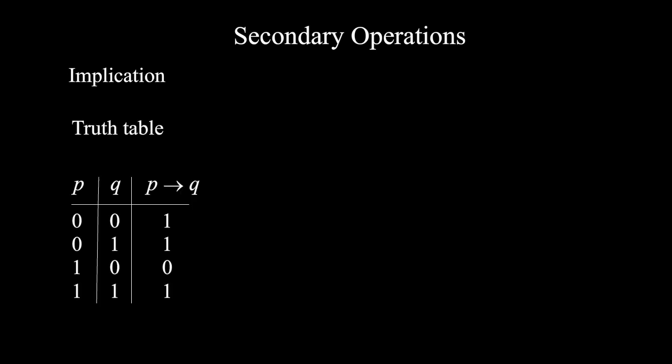P implies Q gives only 0 when P is 1 and Q is 0, otherwise 1, as shown in the truth table below. To remember this, you can associate this as follows.